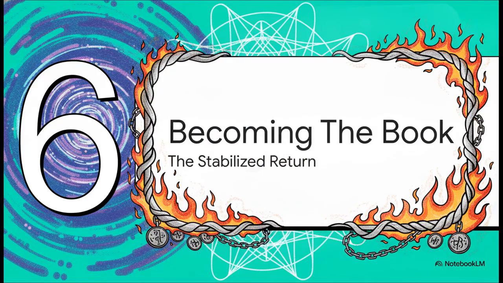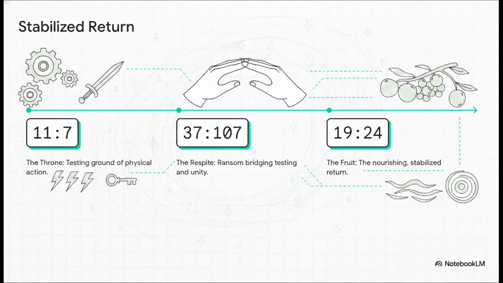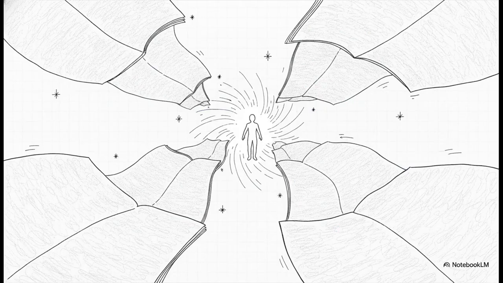And finally, Section 6, Becoming the Book. Let's trace this timeline to reveal a node that was previously missing from our view. We start at 11.7, the throne. This is the testing ground where D10 physical action is judged. Now our ultimate destination is 1924, the fruit, which is that stabilized return. For a long time, how we bridge those two wasn't completely clear, but now we see it. It's 37.77. The respite bought with the ransom is the exact necessary bridge that lets you move safely from the testing ground of the throne straight into the unity of the fruit. And that completely unlocks coordinate 3846, the pure remembrance of home, the best return to the source.